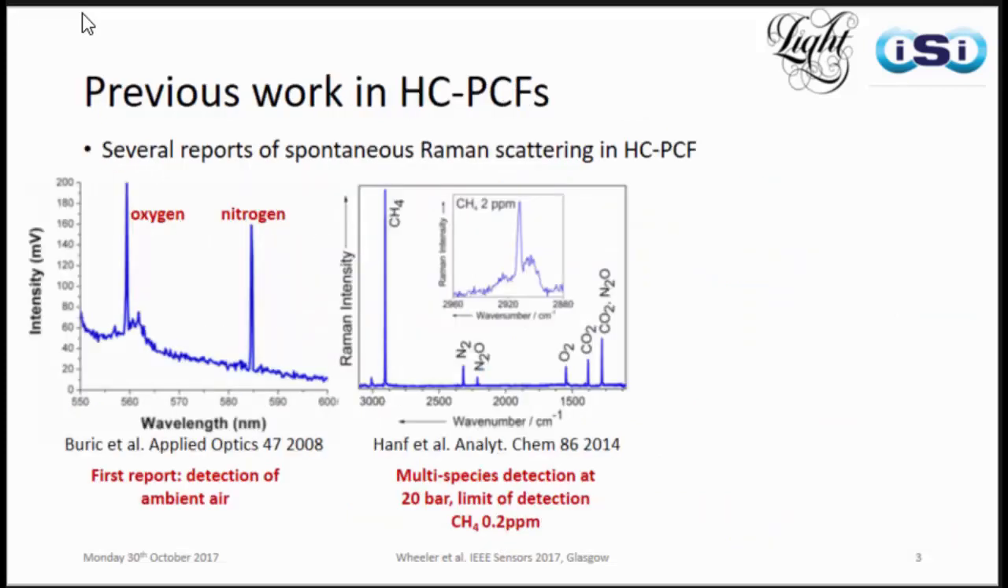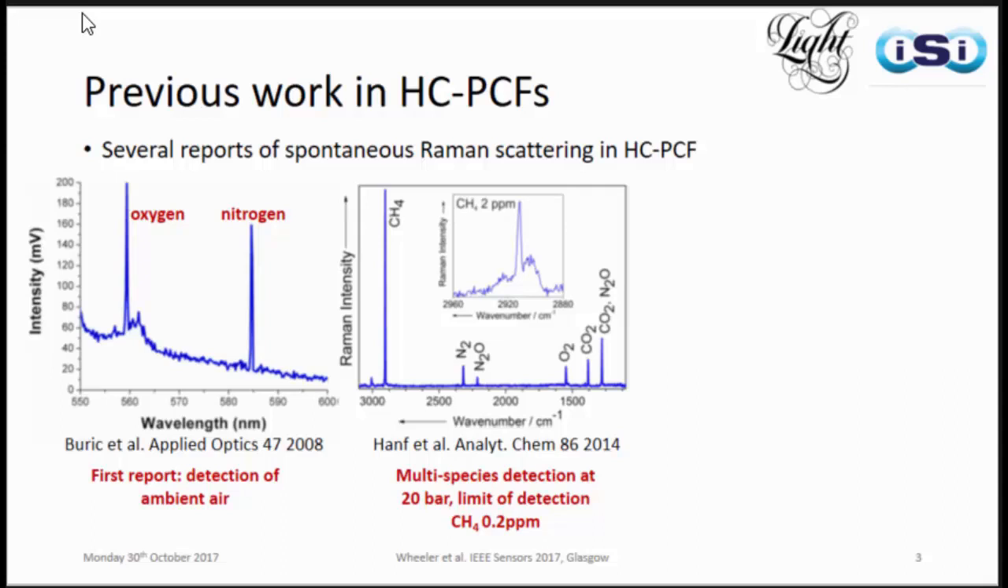So there's been several previous works looking at spontaneous Raman in hollow core photonic crystal fibres, and I'm just showing two examples here. This on the left is the first measurement from 2008 from Burek et al., where they had about 1.5 meter length of hollow core fibre, and they were just looking at detecting the components of ambient air. And you can see from this plot that they successfully were able to identify oxygen and nitrogen.